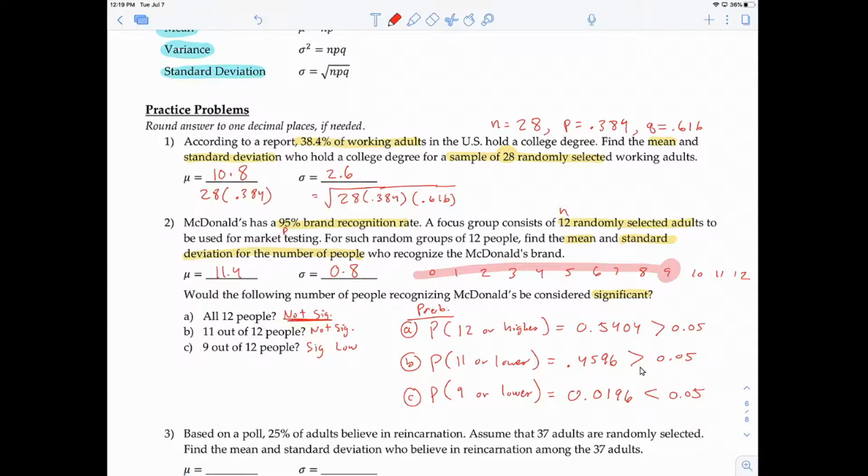So the probability of getting 9 or less people recognizing a McDonald's is pretty low, less than or equal to 0.05, which means it's very unlikely to happen by chance, which means it's significantly low in this case. Again, significantly low because 9 is less than 11.4. All right, so that's that.